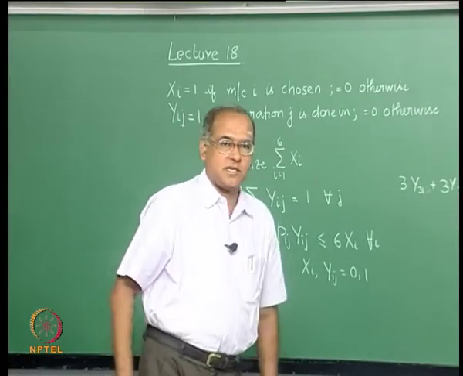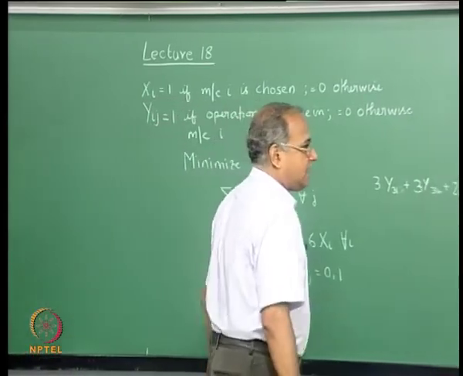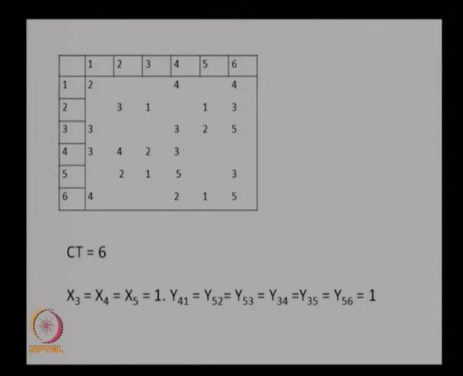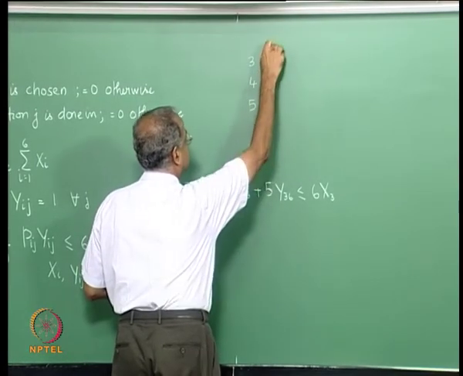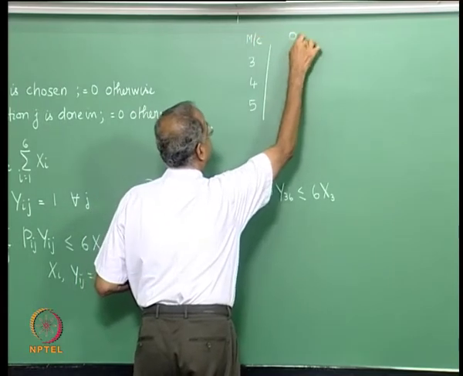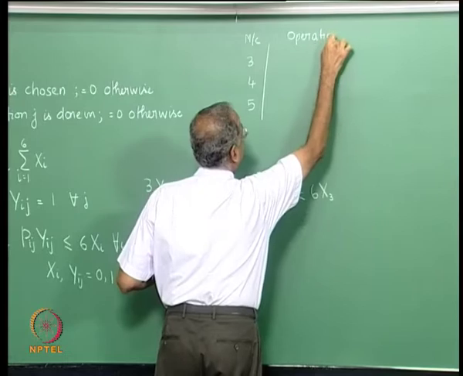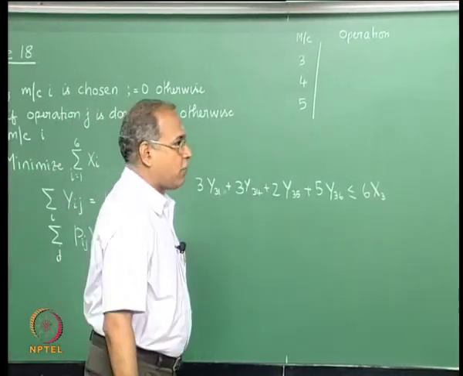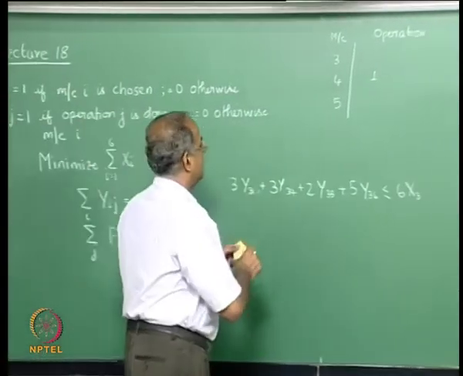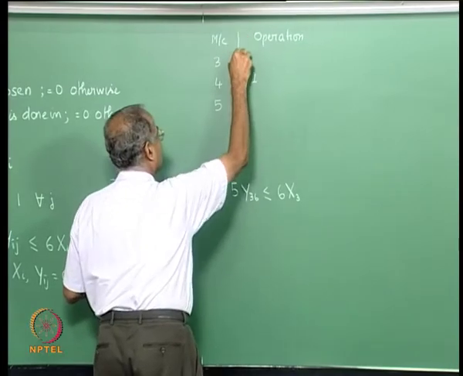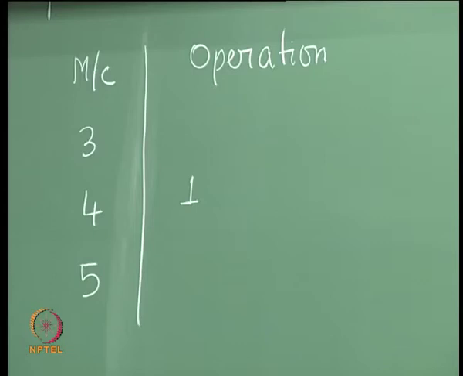So, we can solve this optimization problem to get a solution x_3 equal to x_4 equal to x_5 equal to 1, which is shown again here, for a cycle time of 6. Now, 3 machines x_3, x_4 and x_5 are chosen. We can also see the operation assignment in that solution. So, the solution has machine number 3 chosen, machine number 4 chosen, machine number 5 chosen, and now x_41 is equal to 1. So, operation 1 goes to machine number 4.